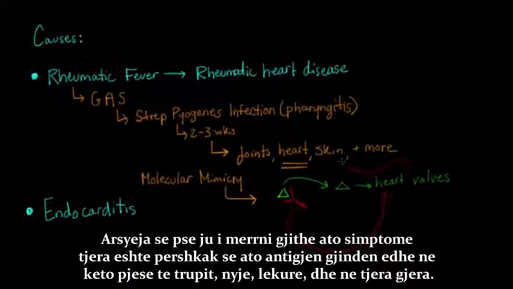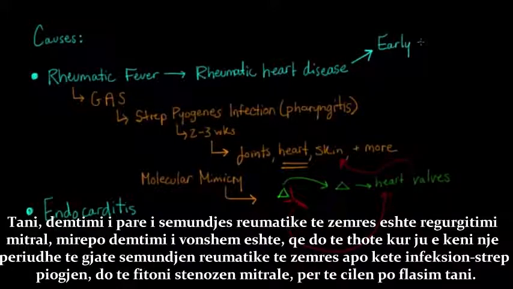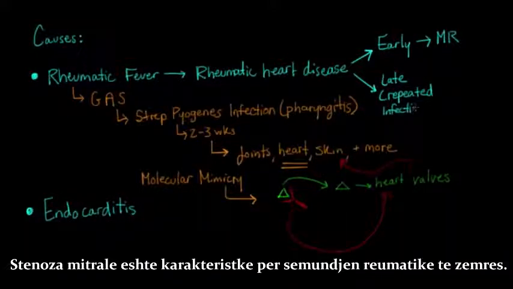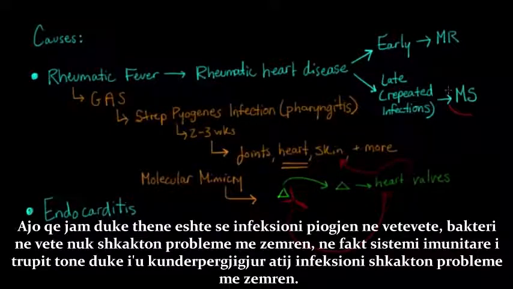The reason why you get all the other symptoms are because those antigens are also found in those parts of the body, so the joints, the skin, and other things. Now, the early lesion of rheumatic heart disease is mitral regurgitation, but the late lesion, meaning when you've had repeated bouts of this rheumatic heart disease or of this infection with strep pyogenes, you actually get mitral stenosis, which is what we're talking about now. And mitral stenosis is characteristic for rheumatic heart disease. So really what I'm trying to say is that a strep pyogenes infection itself, the bacteria itself, does not cause the heart problems.